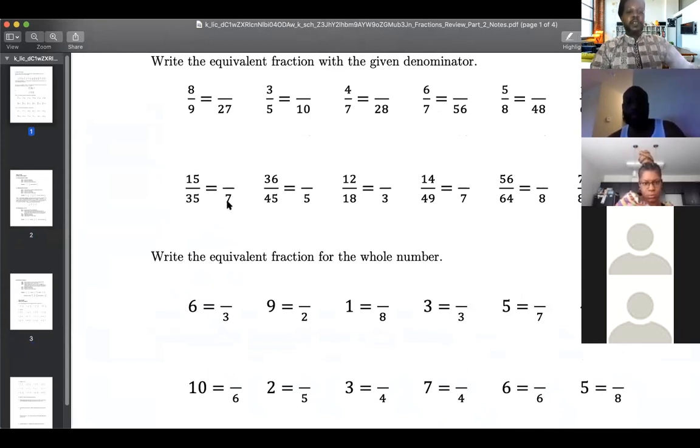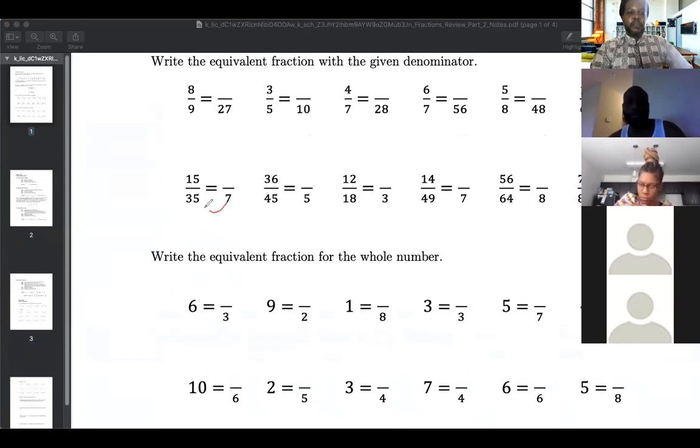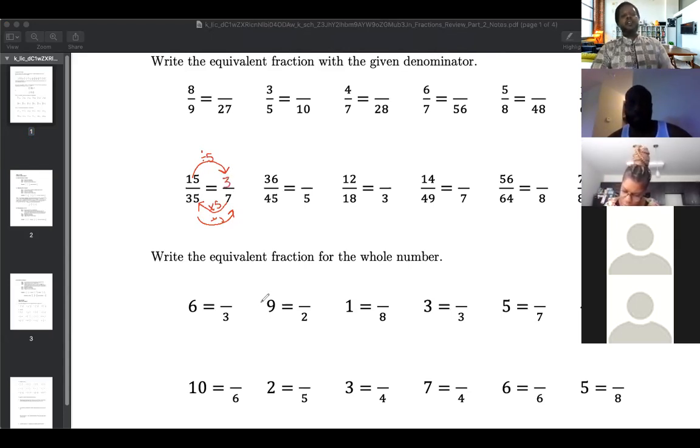Okay, so from 7, how do I get from 7 to 35? What do I need to do? Divide 7 to 35, you have 5 times 7 is 35. Yeah, I have to multiply by 5, right? So how do I get from 35 to 7? I have to divide by 5. So in order to get from 15 to whatever number goes here, I need to do a division. So what's 15 divided by 5? 3. So it should be 3/7.